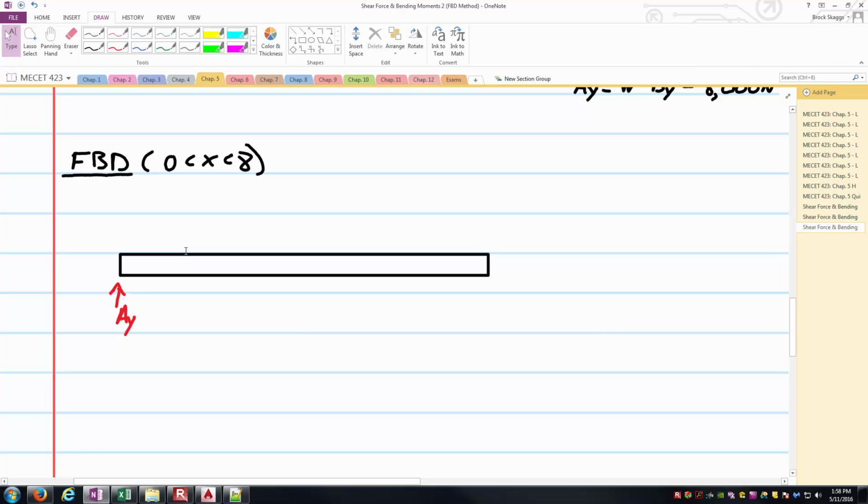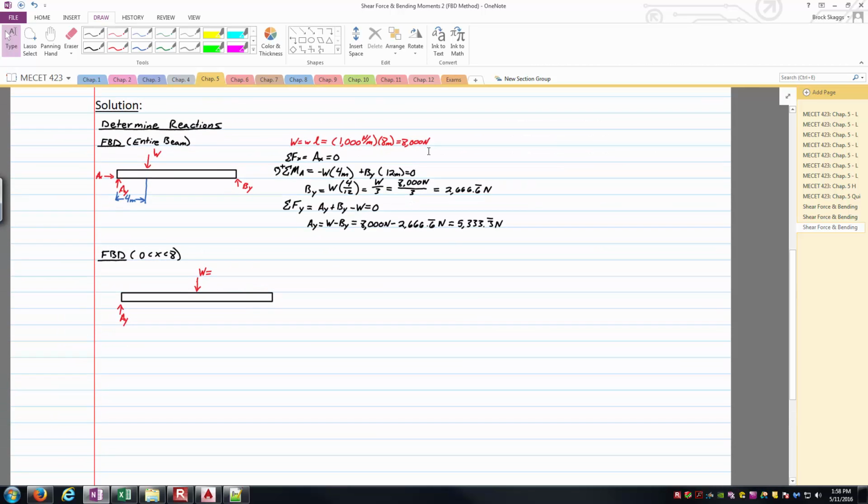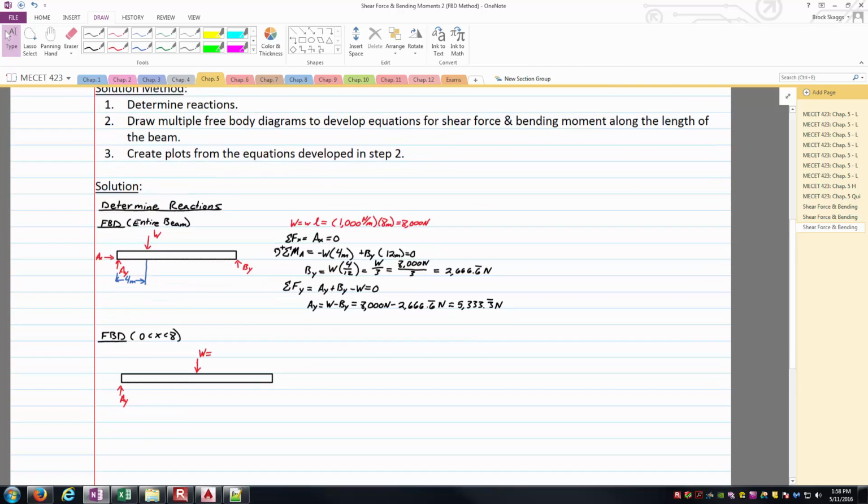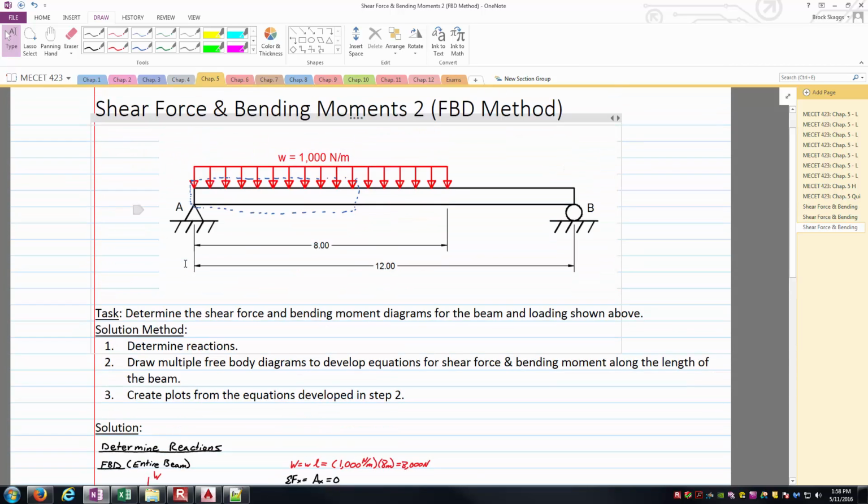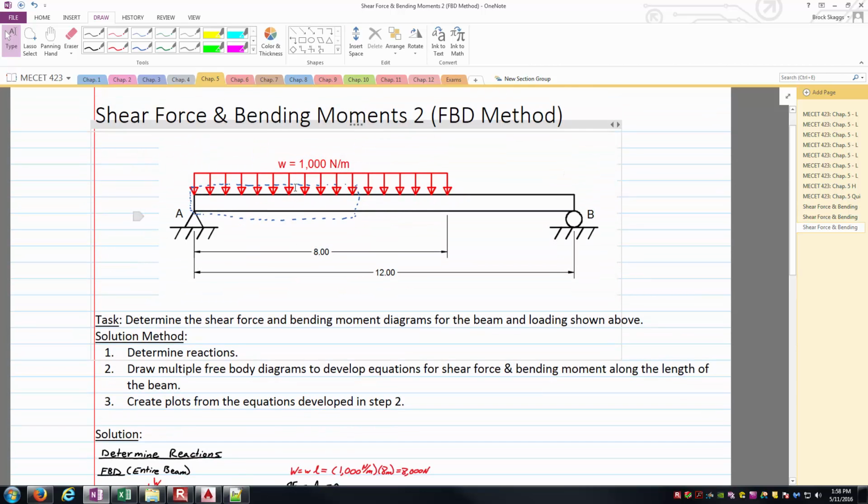In order to make things easier, we can still think of it as an equivalent point force here, but this capital W here is not going to be the 8,000 newtons that we used when we drew the free body diagram of the entire thing, because if I'm using x to float between 0 and 8, if my x is only right here, well, that's less than half of the distributed load, so there's no way it's going to be 8,000 newtons. It would be less than 4,000 where my cursor's at currently now.